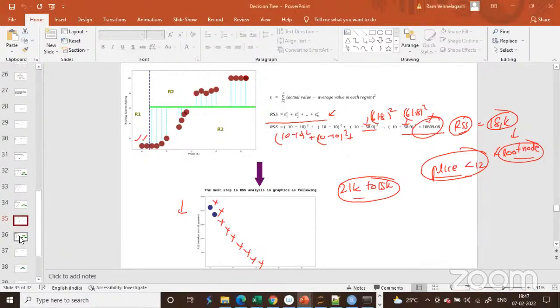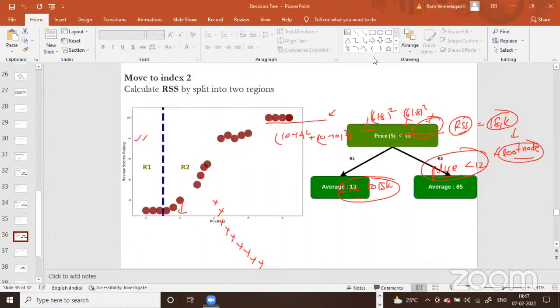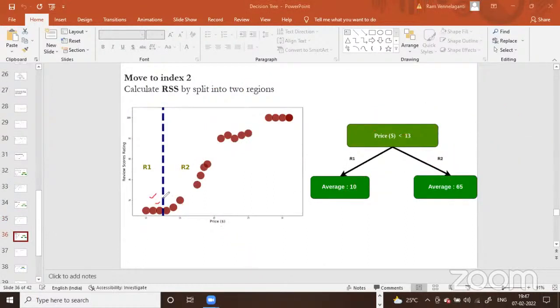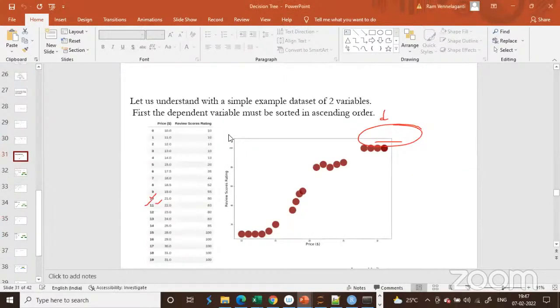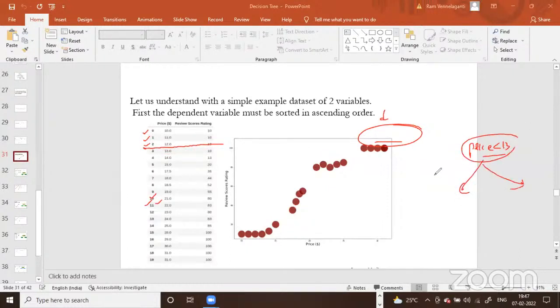So we are going in the right direction. Then again, partition your data at price less than 13 first. So go back and split your data. Price less than, not here, but here. So point by point we are going. So price less than 30. Now you have your region 1 and you have your region 2.